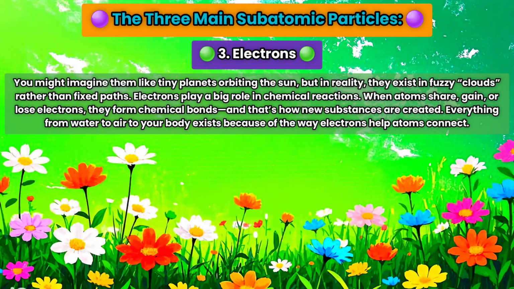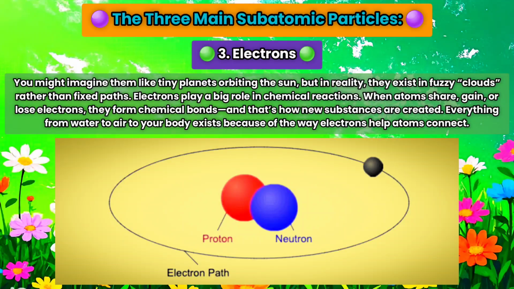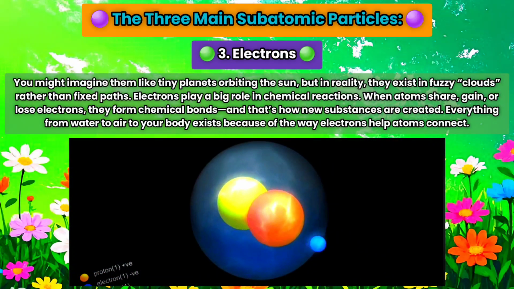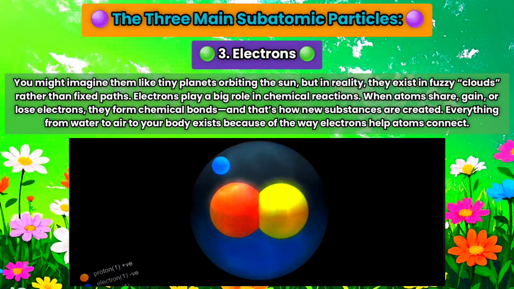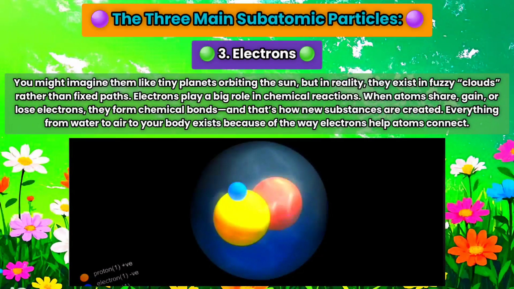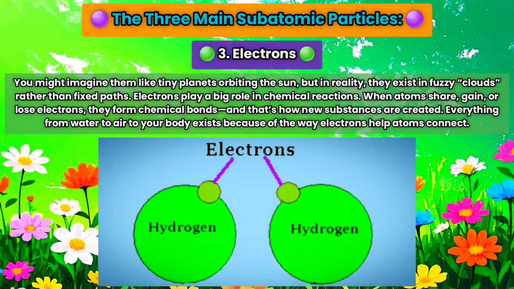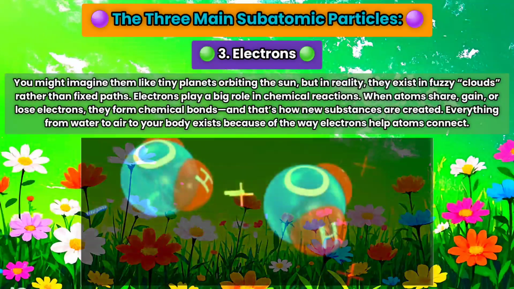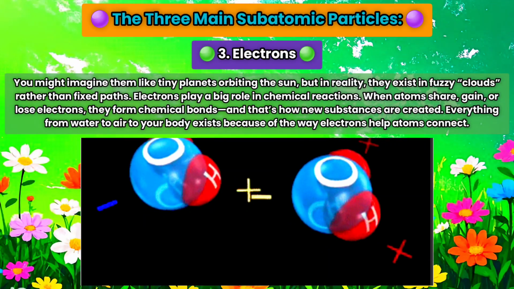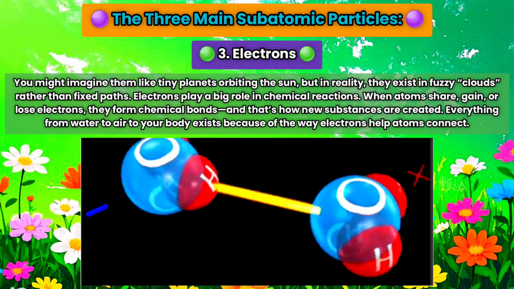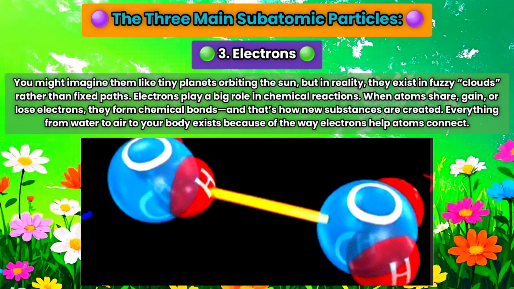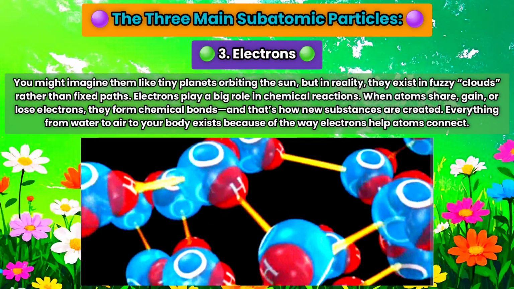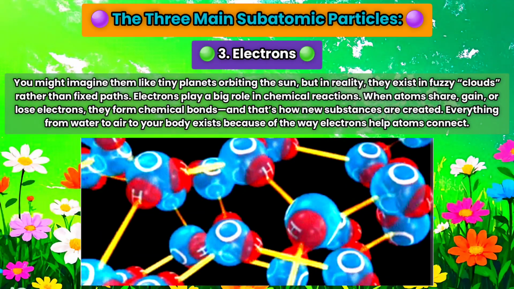You might imagine them like tiny planets orbiting the sun, but in reality, they exist in fuzzy clouds rather than fixed paths. Electrons play a big role in chemical reactions. When atoms share, gain, or lose electrons, they form chemical bonds. And that's how new substances are created. Everything from water to air to your body exists because of the way electrons help atoms connect.